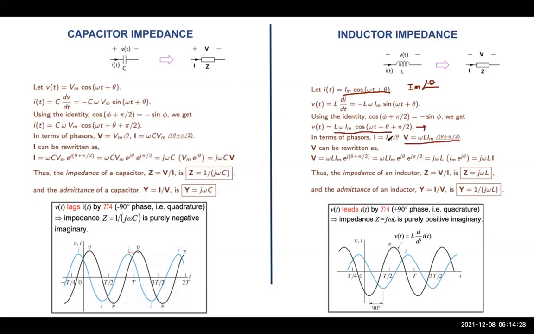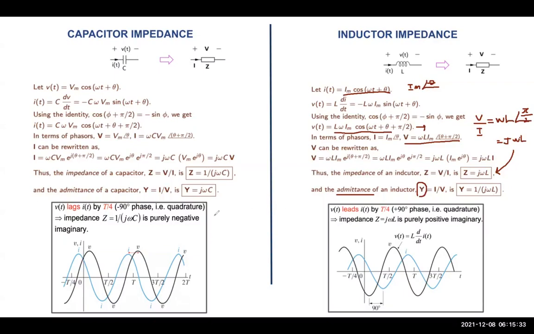Dividing voltage by current, V over I, gives you the impedance of the inductor. The amplitude is omega L Im, and the current's amplitude is Im, so the amplitude of the impedance will be omega L. The phase of the voltage is theta plus pi over 2 and the phase of the current is theta, so the thetas get cancelled since we subtract them. So the angle becomes pi over 2, which means j. So we can rewrite this as j omega L, the impedance of the inductor. Also, there is a term called admittance, which is the inverse of impedance. So 1 over Z, which is the admittance, will be 1 over j omega L.